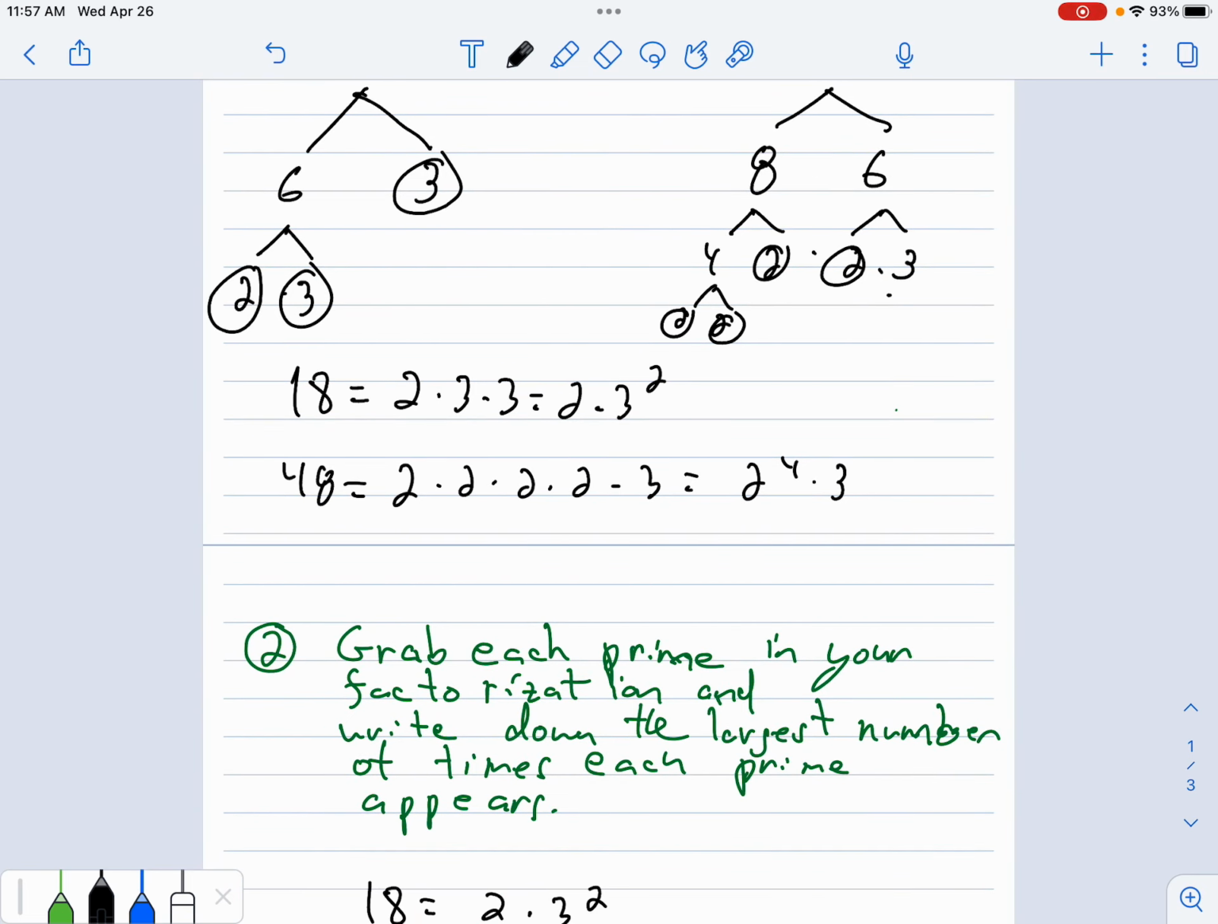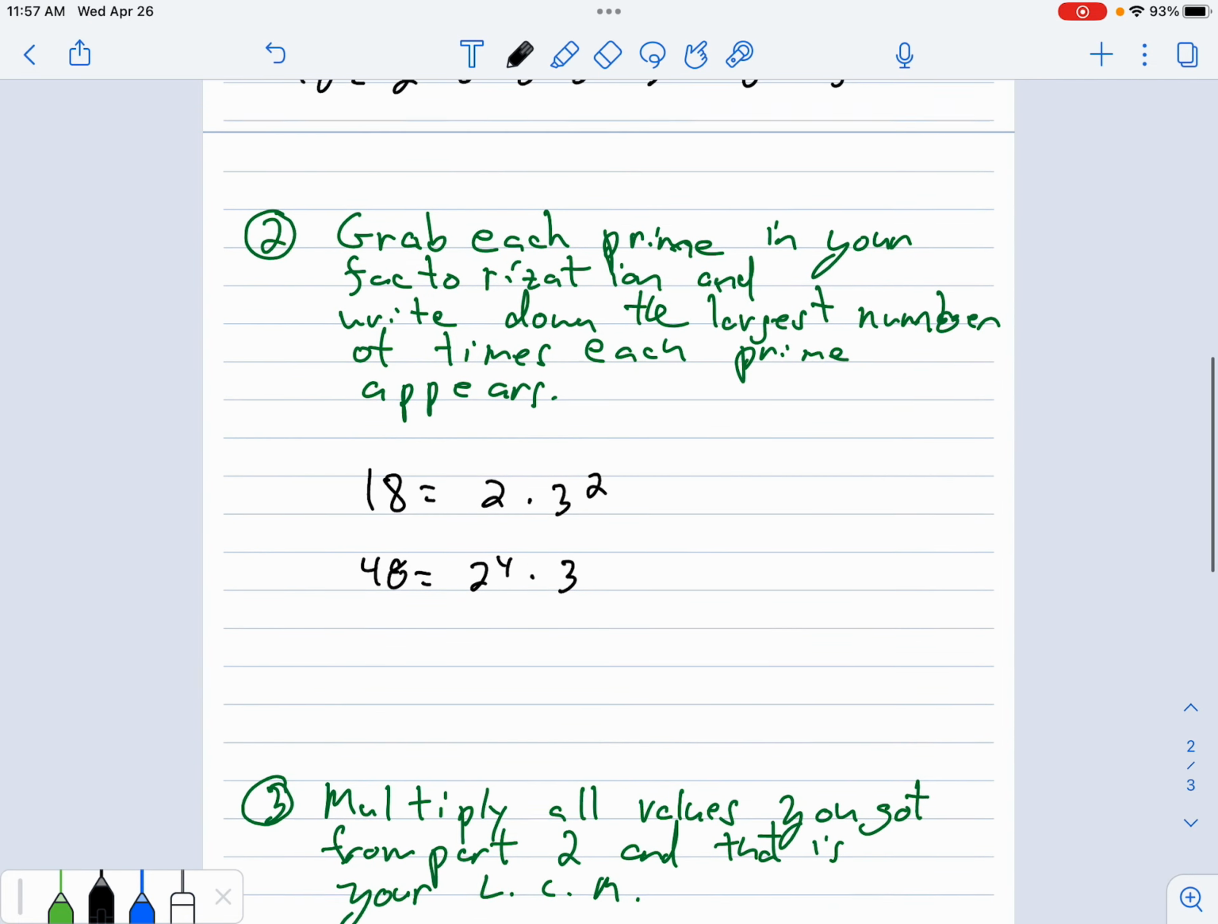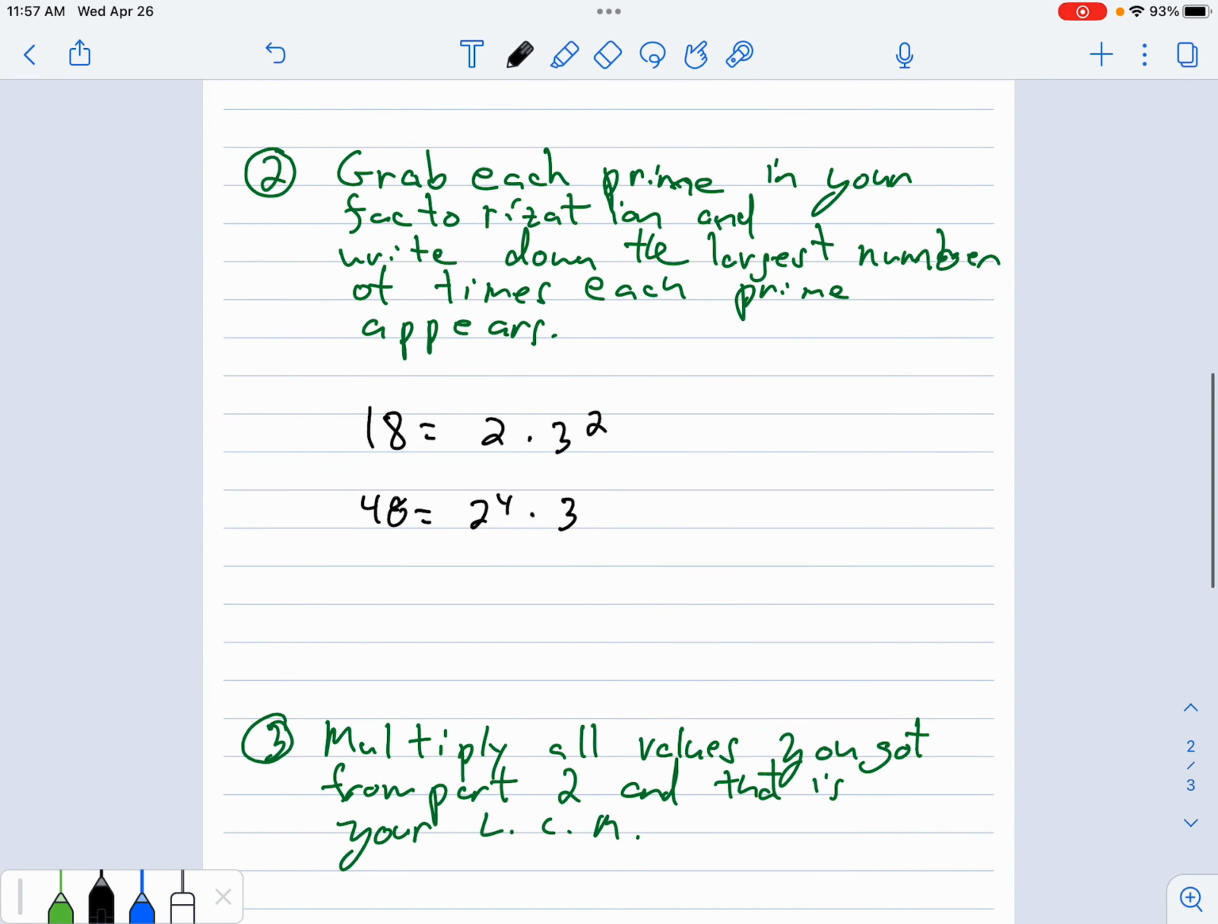And here's what we're going to do next. We're going to get the prime factorizations from part 1. And what we're going to do is grab each prime and write down the largest number of times each of these primes appears. So let's start with 2. Notice how 2 appears 4 times here, and then just once up here. So 2 to the 4th is what I'm going to write down.